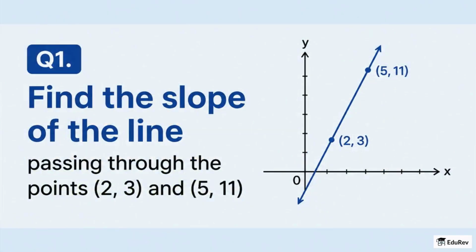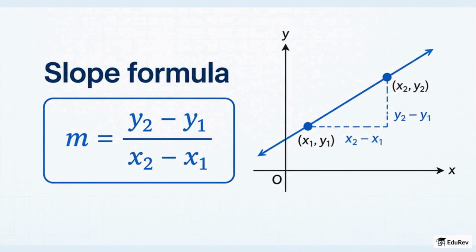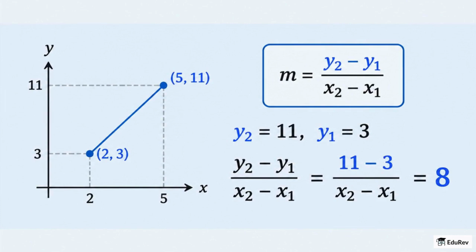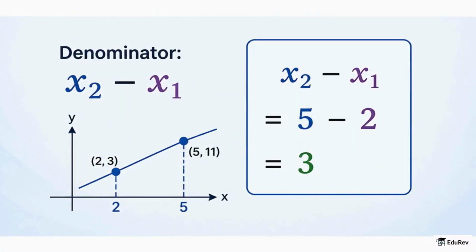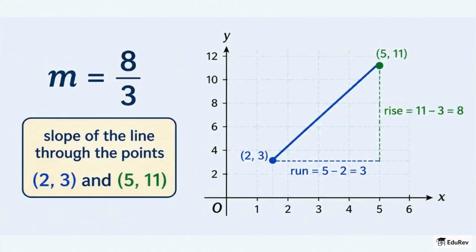Question number 1 asks, find the slope of the line passing through the points (2, 3) and (5, 11). To solve, we use the slope formula. m equals (y2 minus y1) divided by (x2 minus x1). Here y2 is 11 and y1 is 3. So the numerator is 11 minus 3, which equals 8. The denominator is x2 minus x1, that is 5 minus 2, which equals 3. So m equals 8 divided by 3, that is the slope of the line through those points.